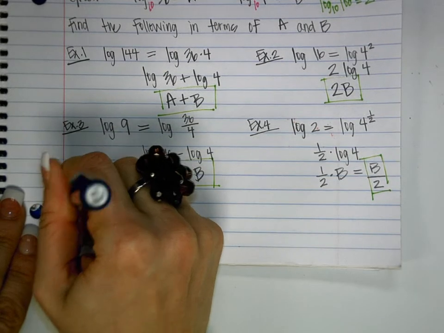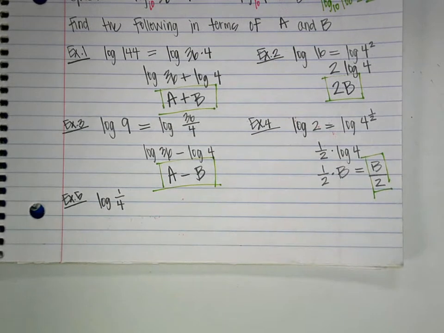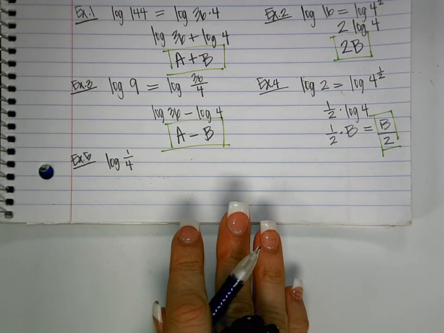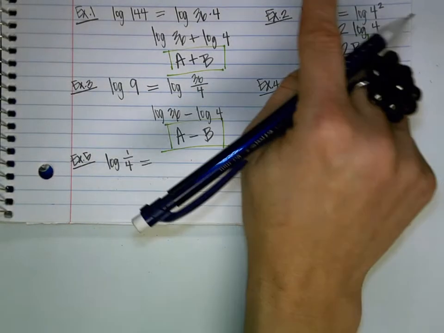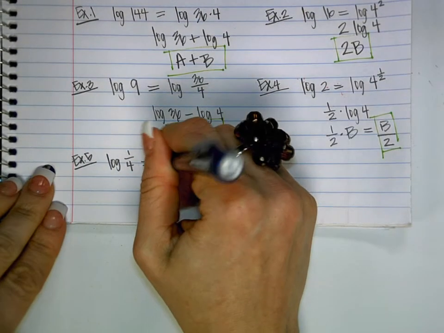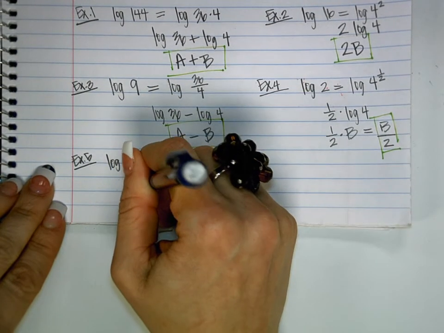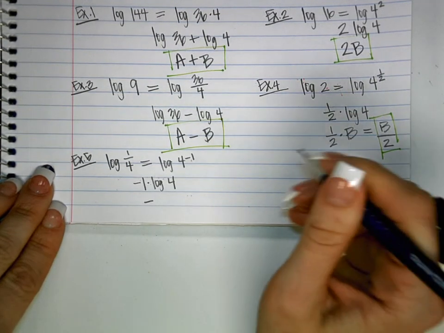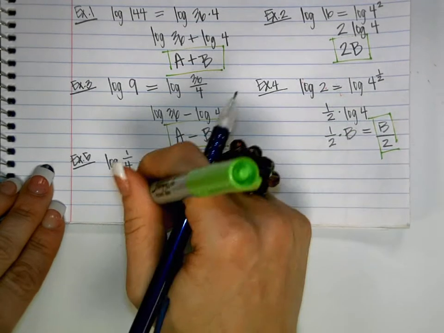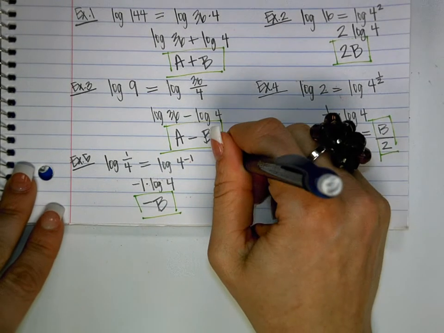For number 5, I would like you to try log 1/4. Right, log 1/4. So how can I make 1/4 out of either 36 or 4? This is log 4 to the negative 1 power. The negative 1 power walks to the front, so negative 1 multiplied by log 4. So this is negative 1 multiplied by what's log 4? B. So negative B is the answer that we're looking for. Negative B. I knew it. No, you didn't.